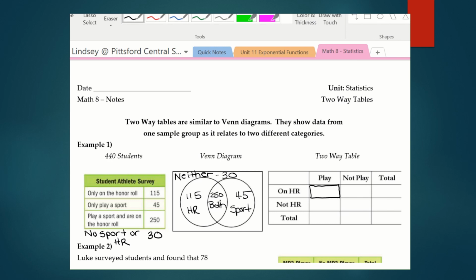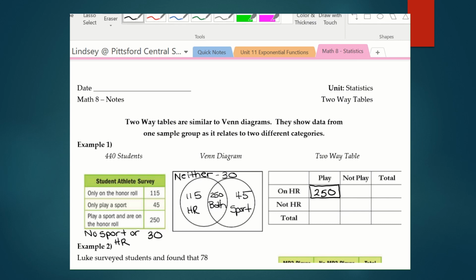So if I go back to my table or even my Venn diagram, this is a student that is involved in both. And you'll notice in my table here, play a sport and are on honor roll, that's 250 kids that do that. Okay, so now if I move over one, however you want to fill in this table is fine, I'm going to move over one to where it says not play. So not play and is on the honor roll.